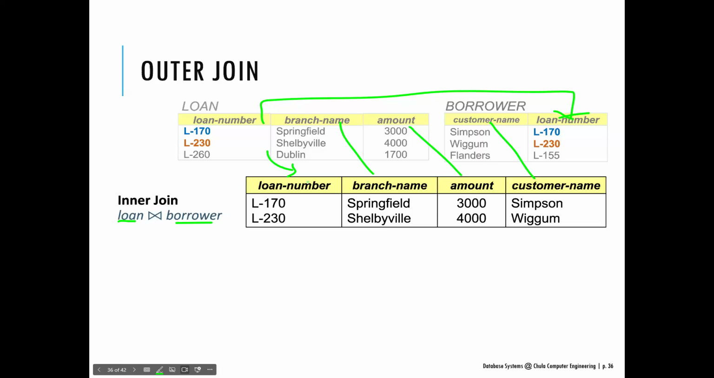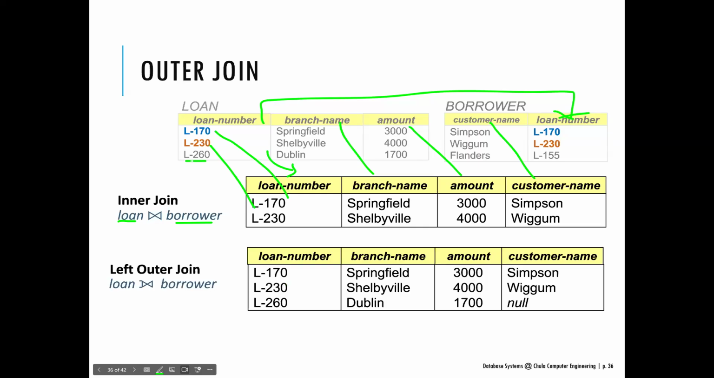However, you would notice that these 170 came here, 230 came here, but we lose that 260, right? So information from some of the lines would be discarded because they do not fit with the inner join.